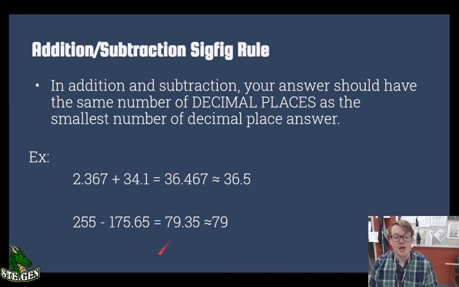So those are our rules. Addition and subtraction based on lowest decimal place of a number used. Multiplication, division based on lowest number of sig figs that you used in the problem. All right, that is our sig fig rules.